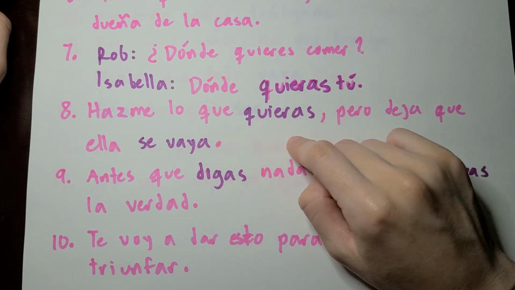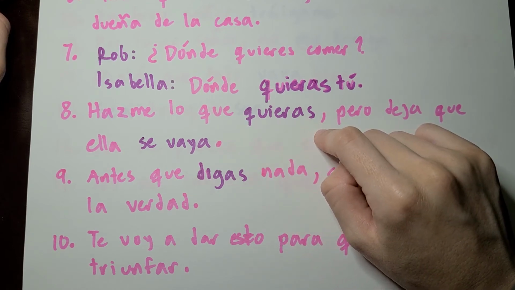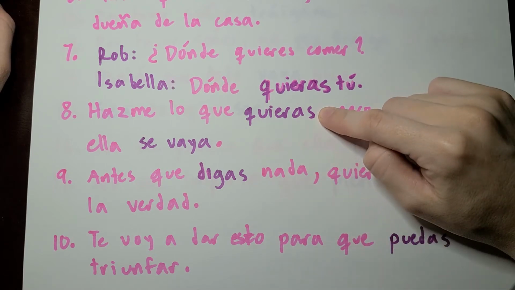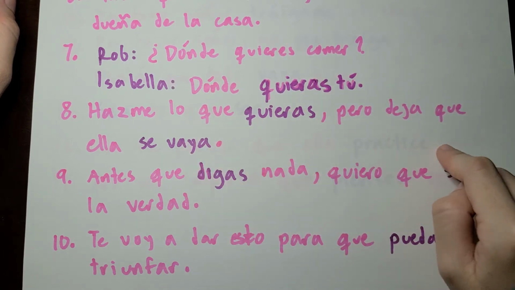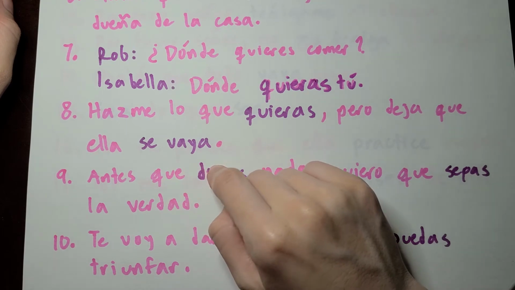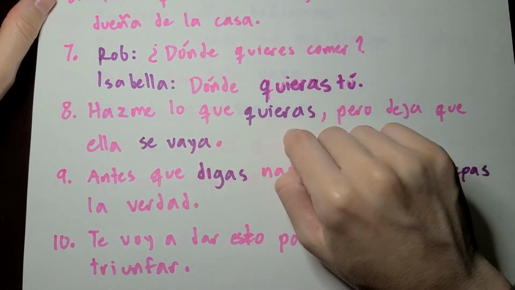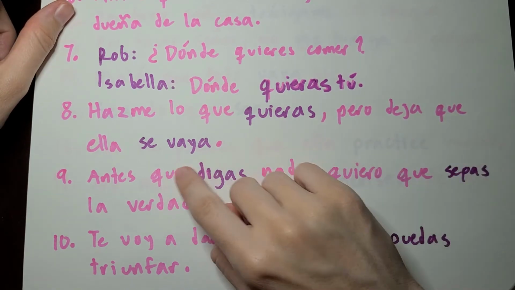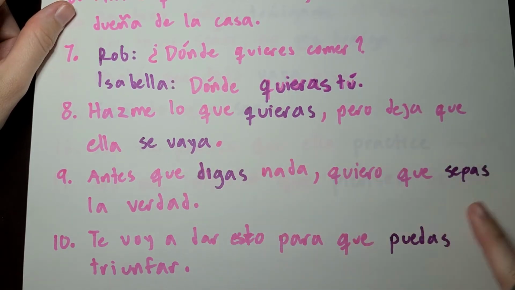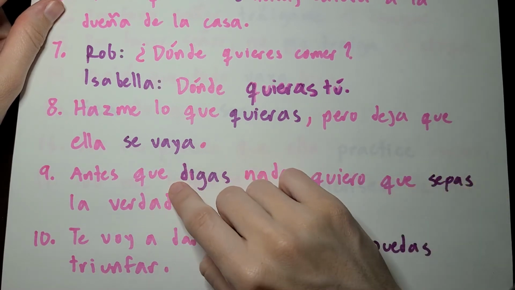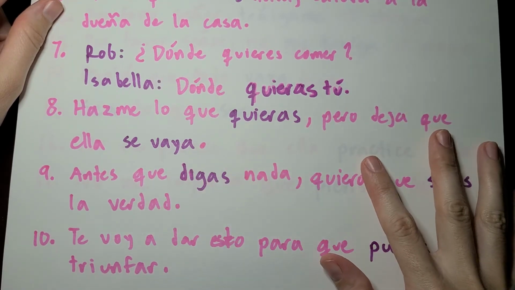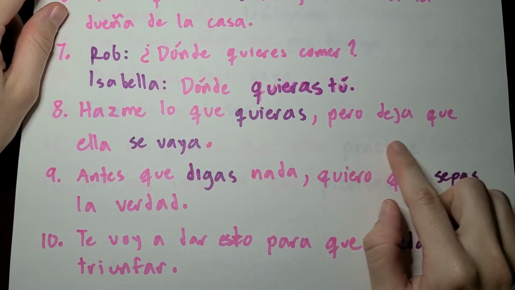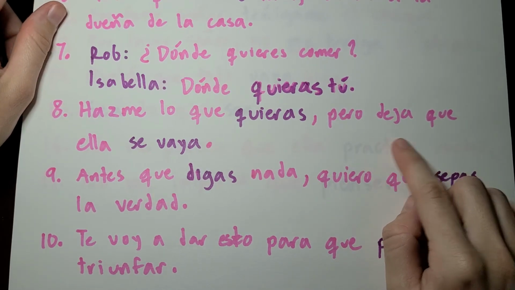Yeah, you can use this verb. If it sounds like there's other situations you could say the same thing, you're probably right about that. But in this situation, it sounds like there's a hostage situation going on. So, hazme lo que quieras, do whatever you want to me, pero deja que ella se vaya, but let her go. So, deja que ella se vaya is also in the subjunctive. There's other ways that you could phrase this, but when you're saying dejar means allow something to happen.